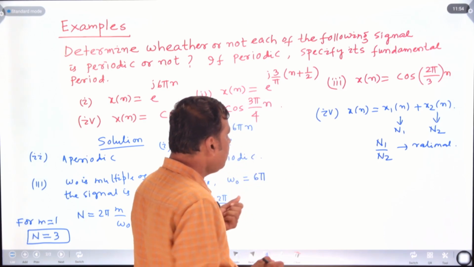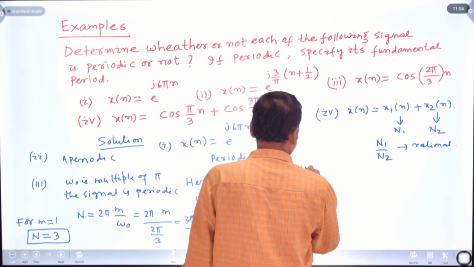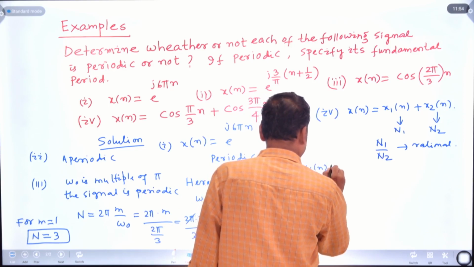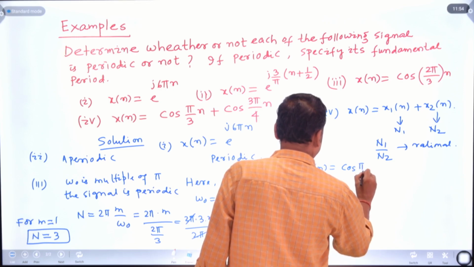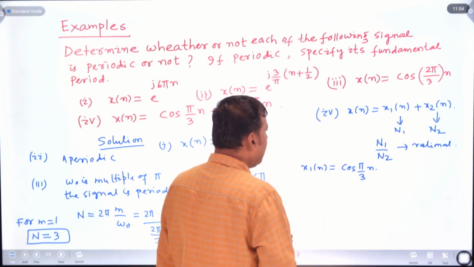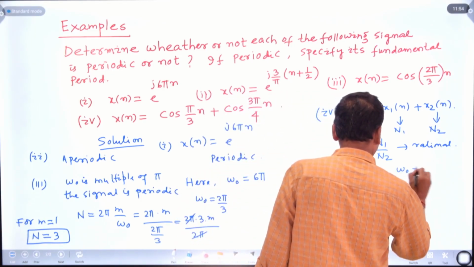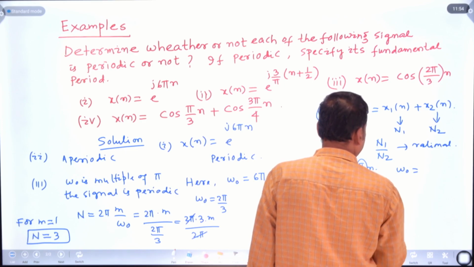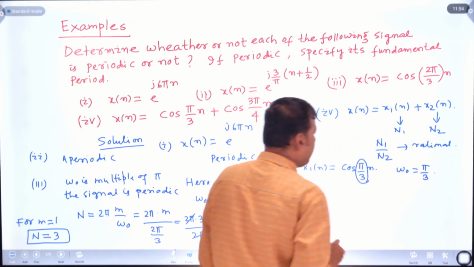In this example, first case, x1 of n is how much here? x1 of n equal to cos pi by 3n. Okay, what is the omega 0 value here? Omega 0 value is pi by 3.